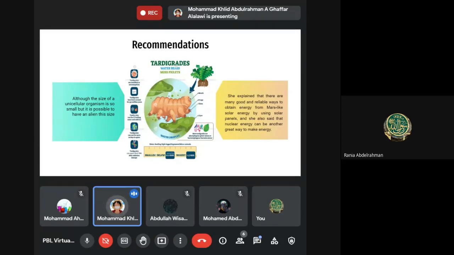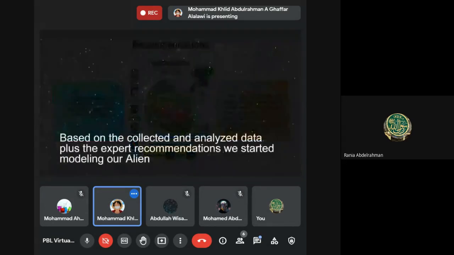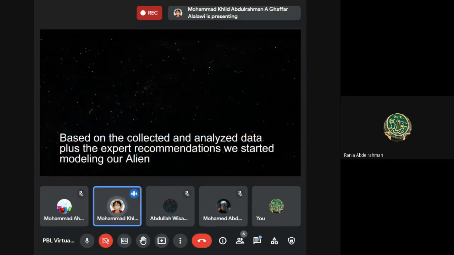She also said that there are many good and reliable ways to obtain energy on Mars, like solar energy by using solar panels, and that nuclear energy can be another great way to make energy. Based on the collected and analyzed data, plus the expert recommendations, we started modeling our alien.